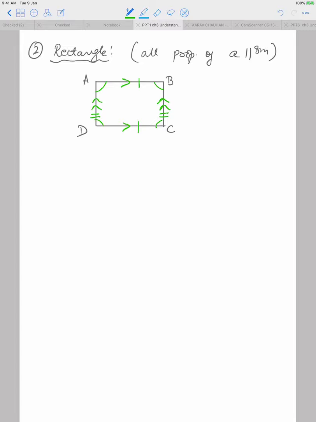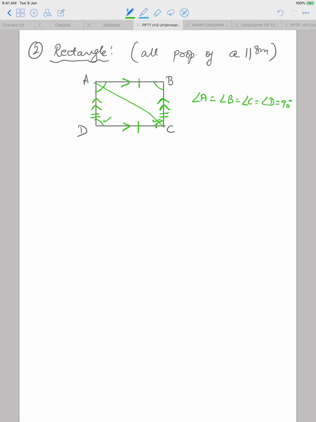But what do you see in a rectangle? There is a slight difference, and the difference is that in this case opposite angles are definitely equal, but in fact all four angles are equal. The adjacent angles are also equal. So there is a slight change in this property. Here instead of opposite angles we can say all four angles are equal and they are equal to 90 degrees. Then we talk about the diagonals.